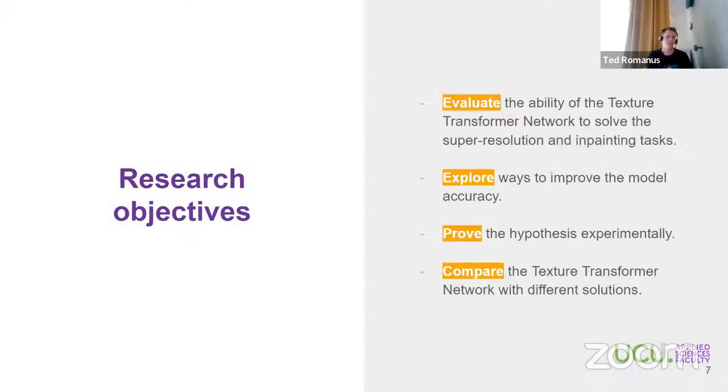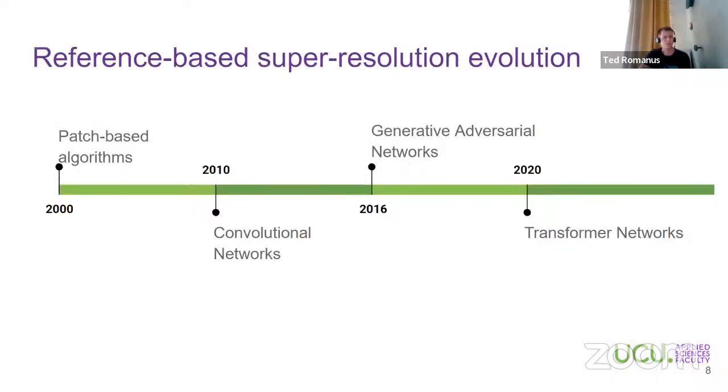Research objectives are to evaluate the ability of the chosen architecture, texture transformer network, to solve super resolution and inpainting tasks, explore ways to improve the model accuracy, prove this hypothesis experimentally, and compare the texture transformer network with different solutions. So a short background to reference-based super resolution is that the whole area started in the 90s and early 2000s with patch-based algorithms, where multiple patches in input and reference images were being compared.